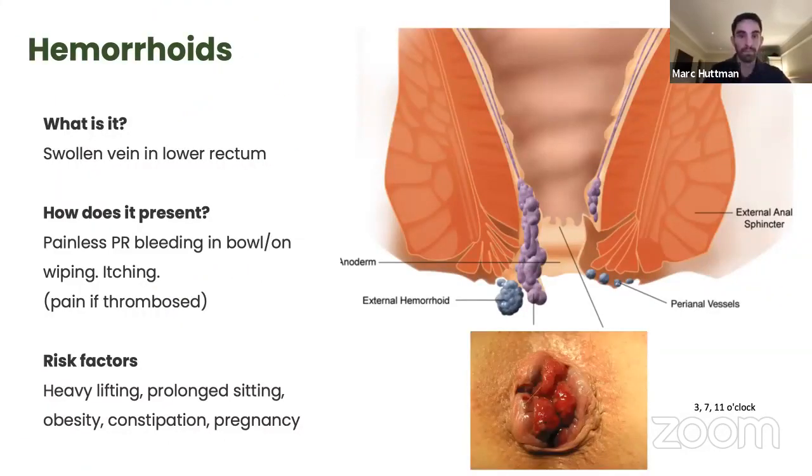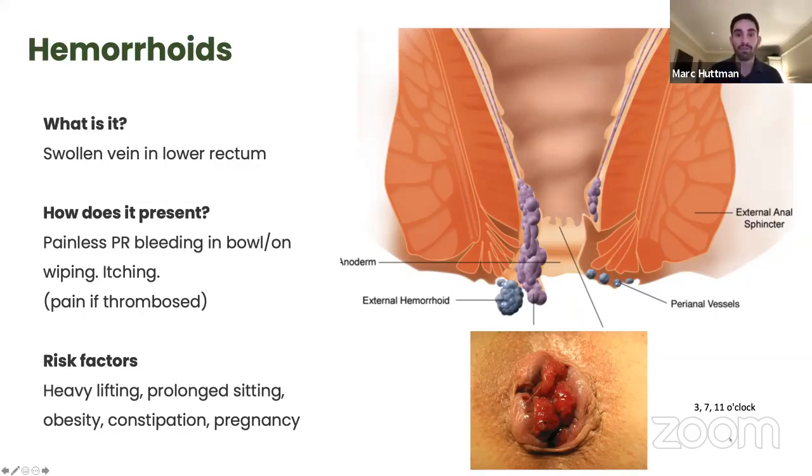So hemorrhoids, straight into our first pathology. Sorry about the picture at the bottom. So what is it? A hemorrhoid is a swollen vein in the lower rectum. This might come as a surprise, but hemorrhoids themselves are normal. They are vascular cushions, and without them, we'd all be incontinent, to liquid and gas. You need internal hemorrhoids in order to maintain continence.